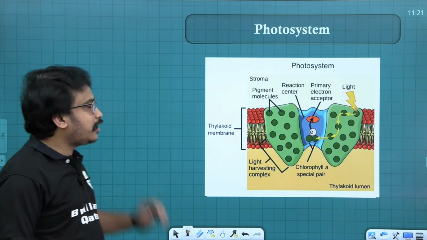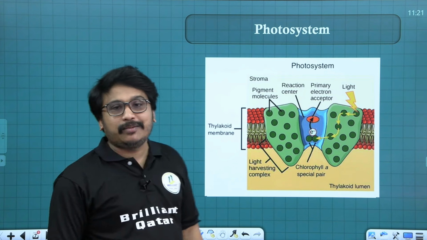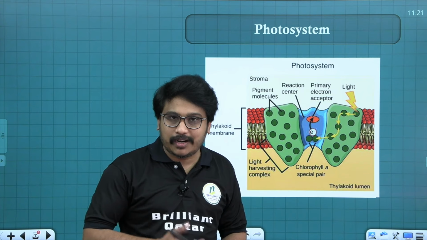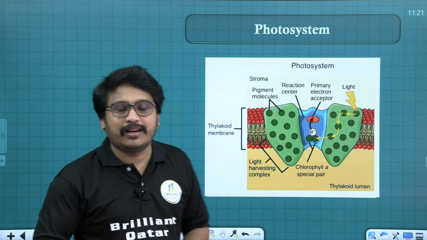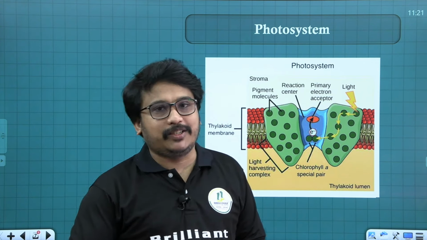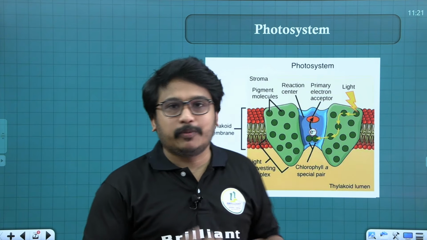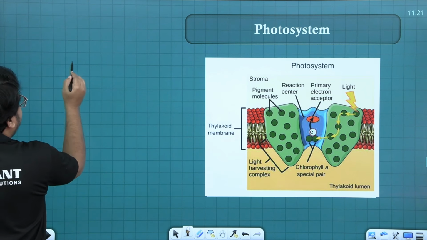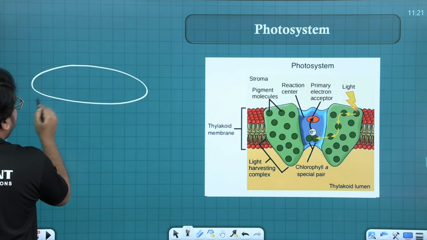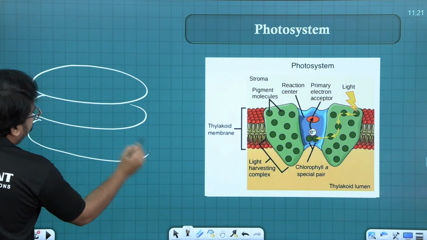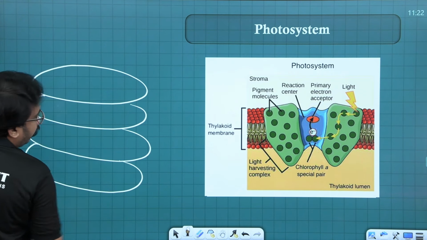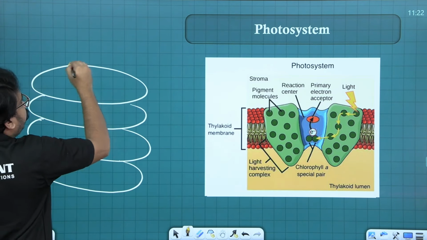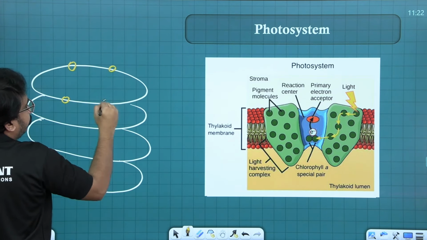Now let's start with light reaction. Light reaction mainly occurs in the thylakoid membrane. So understand, in the thylakoid membrane, this photophosphorylation is done by photosystems. What is a photosystem is our next discussion. So understand, in this thylakoid membrane, I am drawing so many thylakoids. On the thylakoid, you can see there are photosystems like this.